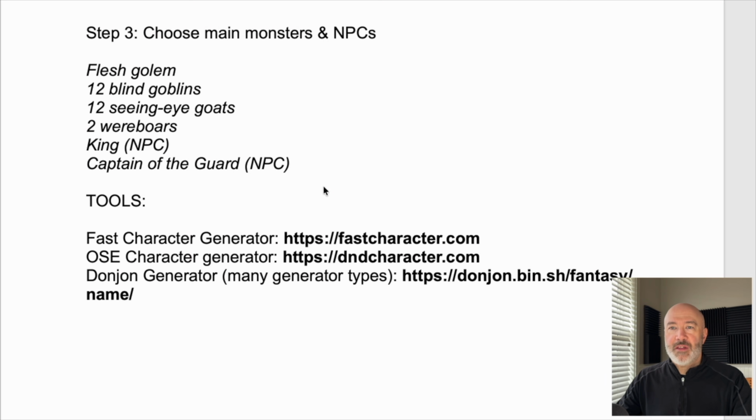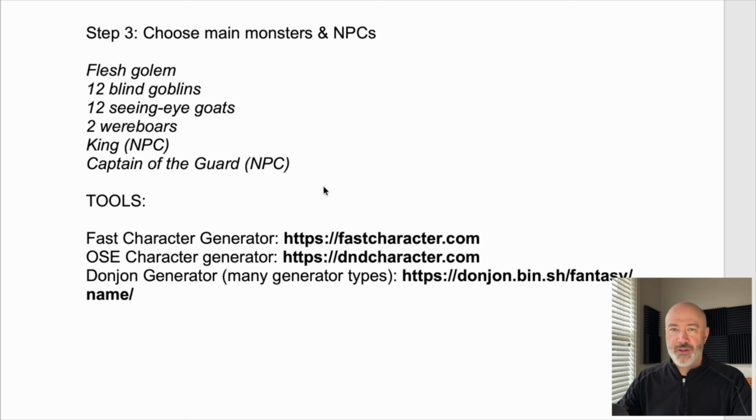And then, of course, we've got the king. We have to define what the king's name is, what they look like, how they behave. So make those kinds of notes. And then they interact with the captain of the guard. So that person probably would want a name, maybe a brief description of what they look like, but you don't need stats and that level of detail for these particular NPCs.